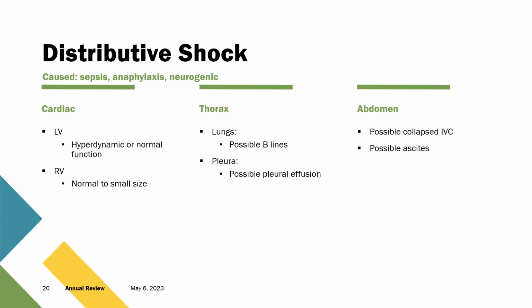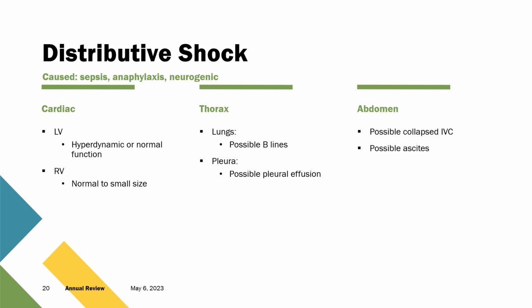With right ventricular function during distributive shock, we will often have a normal to a small size, depending, again, small if it's anaphylactic in nature, maybe normal if it's septic in nature. The thorax could have possible B lines, especially if it's perhaps septic in nature and you're having pleural infiltrates and things like that, then you could find B lines.